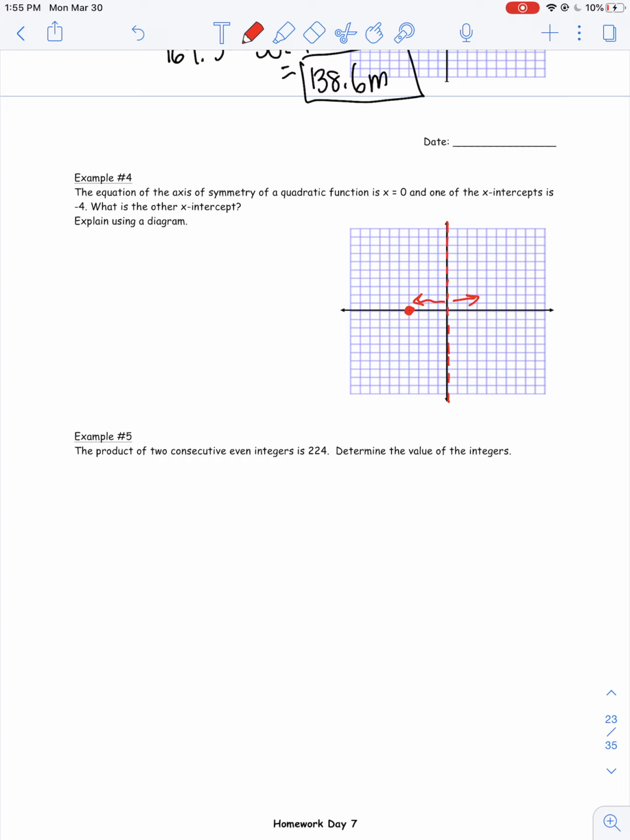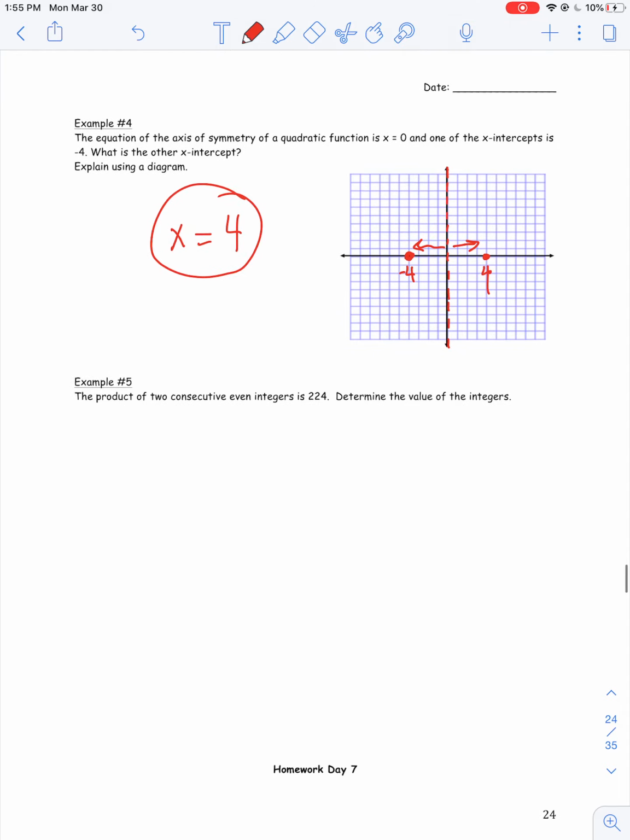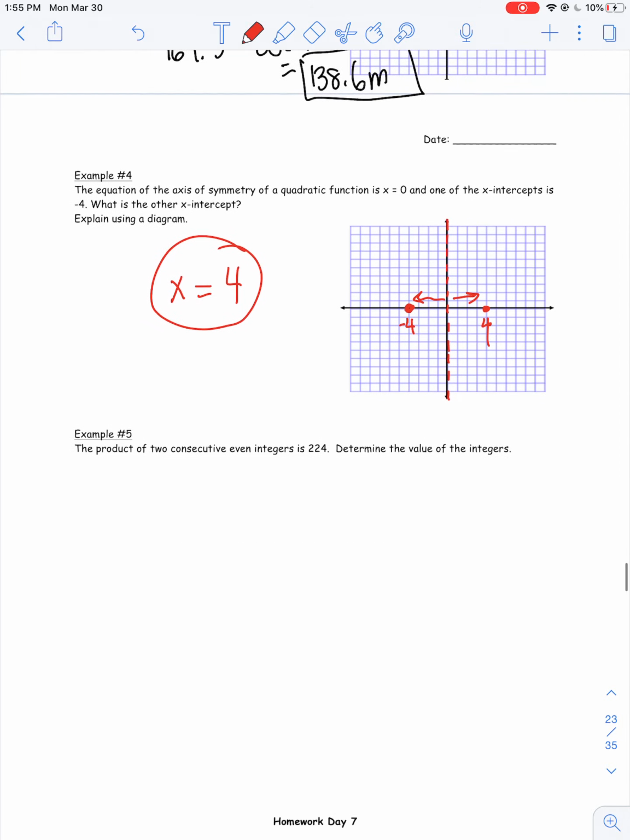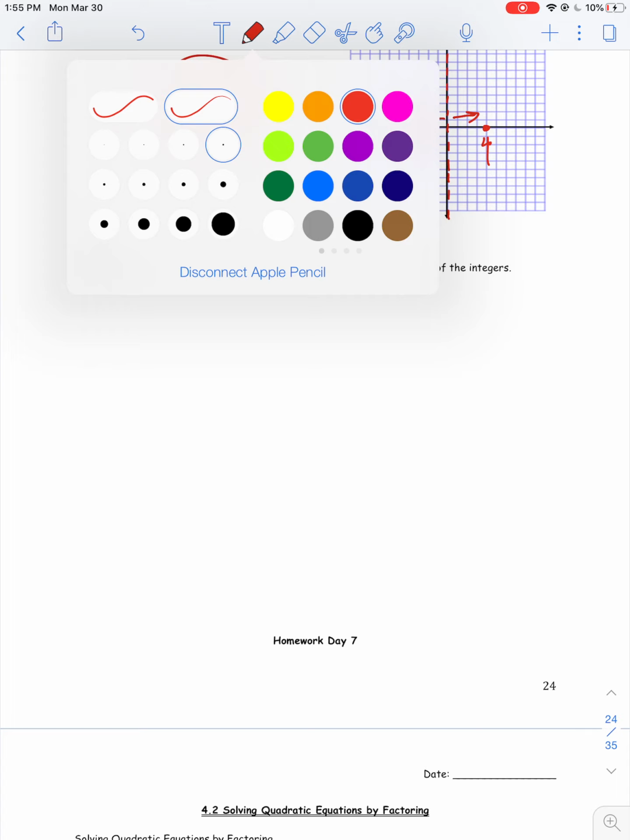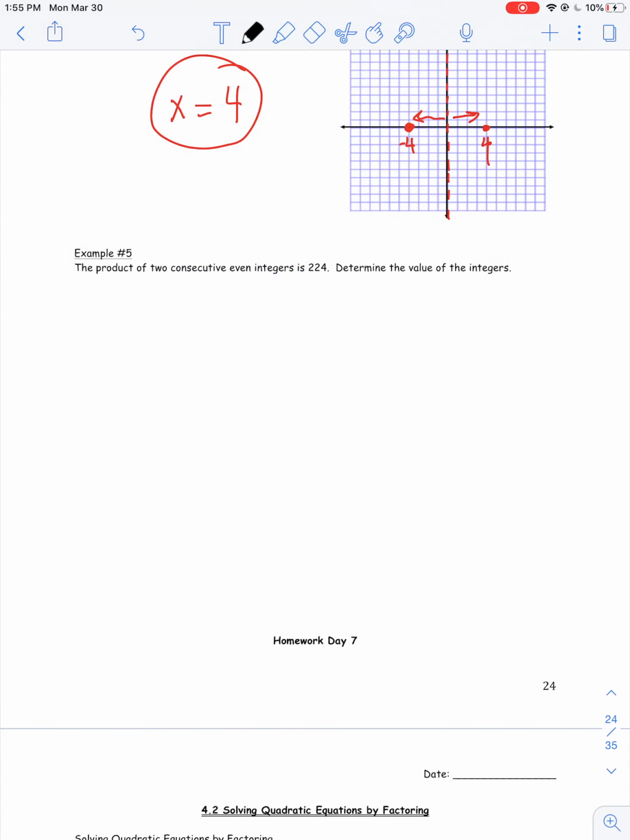Now, this line means that there is the same distance on the left side as there is in the right side. So in order to find the other x-intercept, we just have to go 4 units in the other direction. So if I know that this is -4, then the other x-intercept will occur at +4. So that's it. Just by using the axis of symmetry, you can find that the other x-intercept is at +4. So you just do a reflection, change the sign of it, and it becomes the opposite.